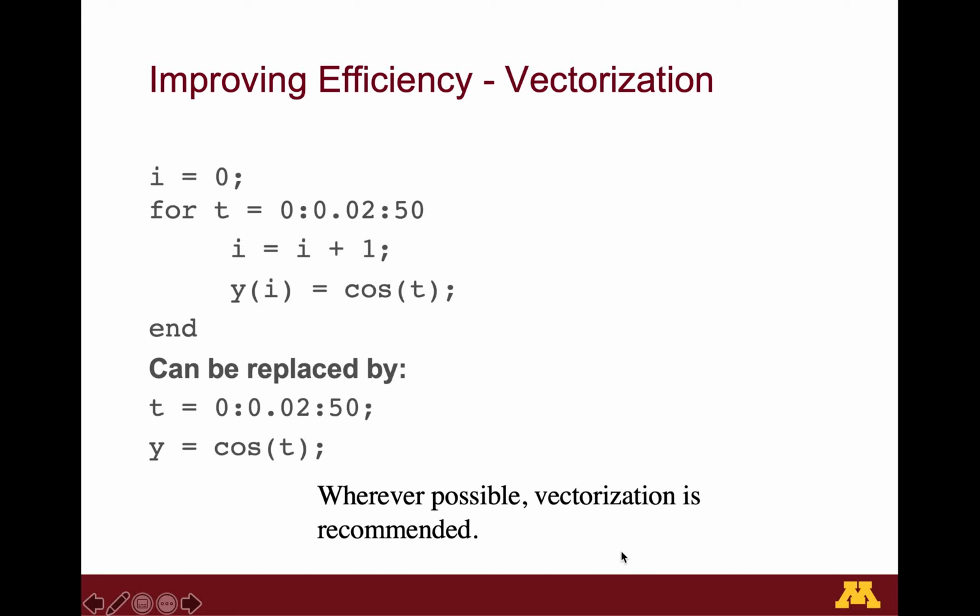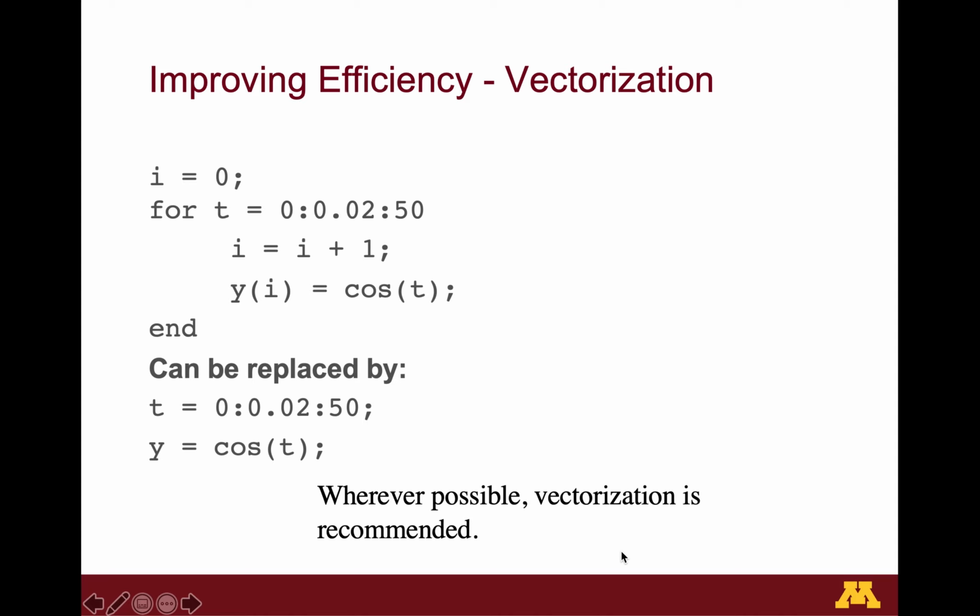We talked about using the loop functions, but in fact, we need to think about efficiency, computing efficiency. To improve computing efficiency, when it's possible, we need to do vectorization. So here is a for loop example where t loops from 0 to 50 with a step size of 0.02.